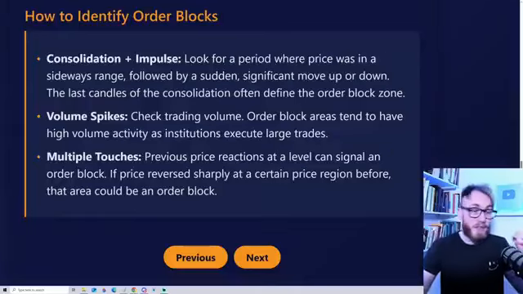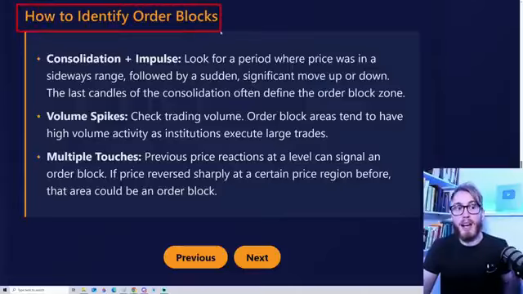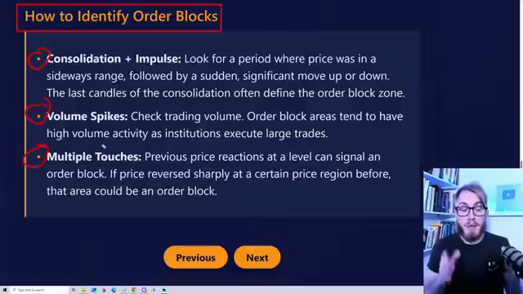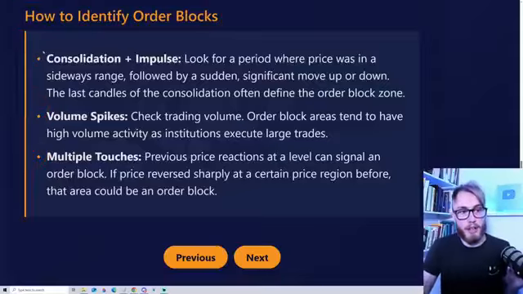Alright, so now when you know the very basics of order blocks, you are ready to start learning about how to identify the order blocks. First, let's take a look at these three concepts, and we will very soon move over to a real chart. But first of all, we need to learn about this.